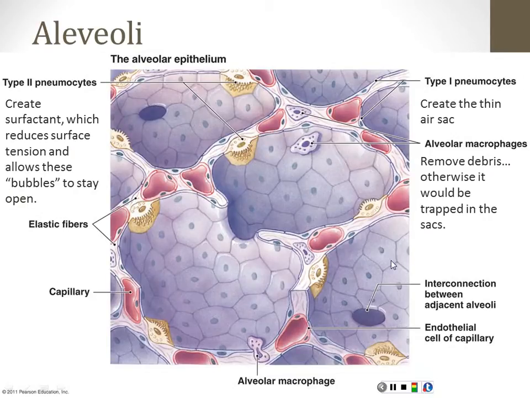What are these other players here? Some of the cells that are part of the alveolus look different. They look kind of fuzzy or furry. These are type 2 pneumocytes, and there are a few in each alveolus. The type 2 pneumocytes have one job, and that is to produce a substance called surfactant. Surfactant is a fancy word for soap or detergent. When you put Dawn dish soap into pots and pans to clean them up, you're putting in surfactant. What surfactant does is reduce the surface tension of water.